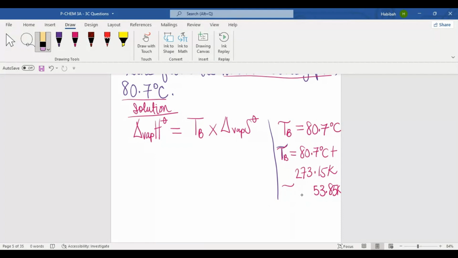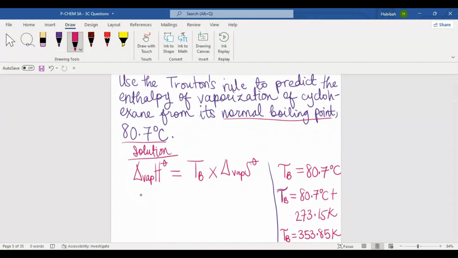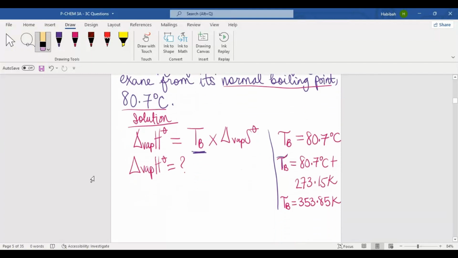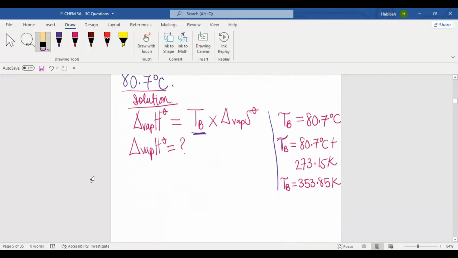Let me rewrite that because it's kind of smudged. T_B is 353.85 kelvins. Now you'll be wondering: we're told to find the enthalpy of vaporization, so we're supposed to find this one right here, but we only have the boiling point temperature. We don't have the entropy. But as any chemistry student would know, you should be used to checking for values in the resource section of your textbook.